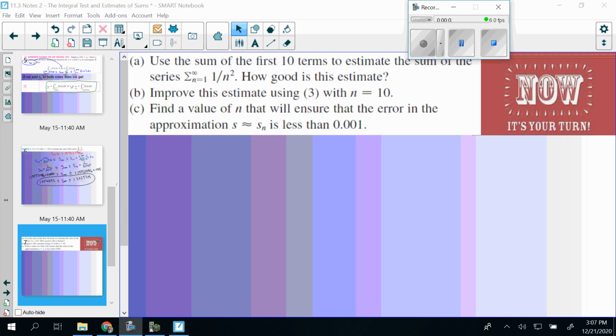All right, now let's have you try one. So similar problem here. We want to use the sum of the first 10 terms to estimate this series of 1 over n squared. See if you can improve that by finding the range of values that the infinite sum can be between with n equals 10. And then for part C, they want to know what would n need to be so that the error is within 0.001. So try these out and then watch the video.